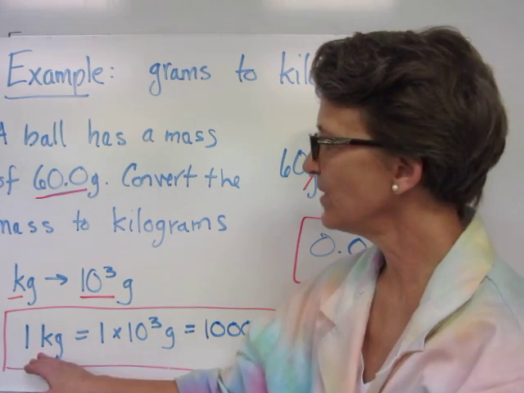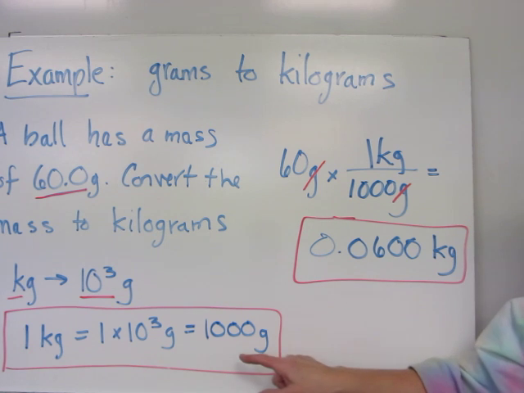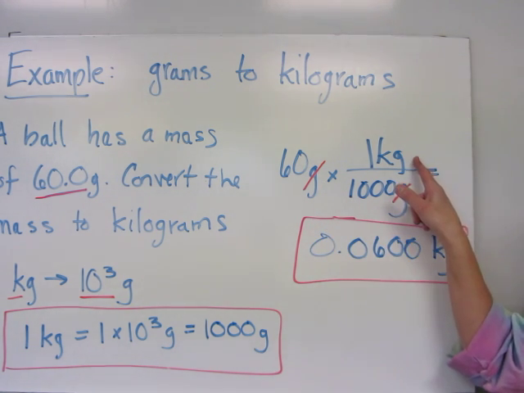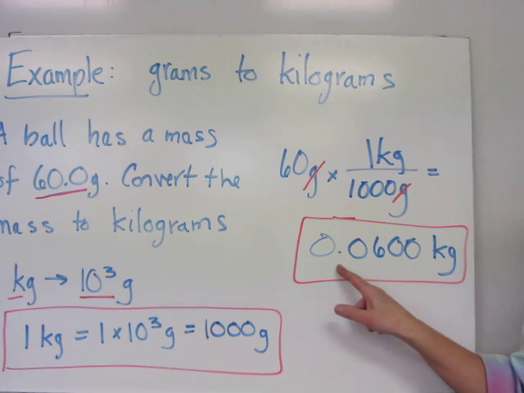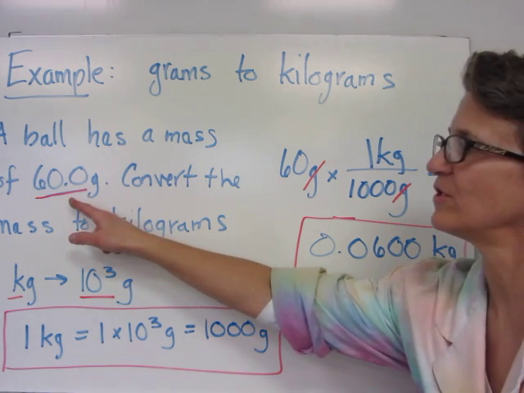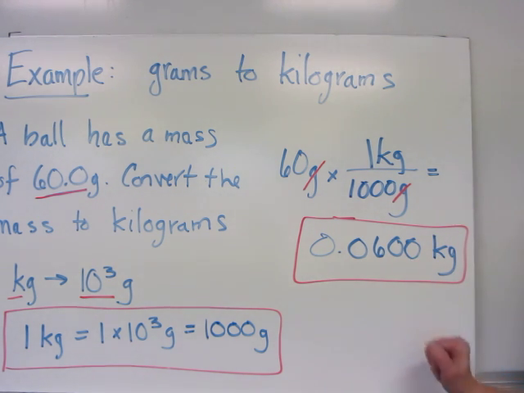What I like to do is take my 60 and set up a ratio of grams canceling on the bottom and a kilogram on top. Divide by 1,000, so you end up with kilograms. But remember to go back to your original number and check for sig figs. I need 3 sig figs in my final answer. And we could convert this to scientific notation, but I'll leave it just like this.